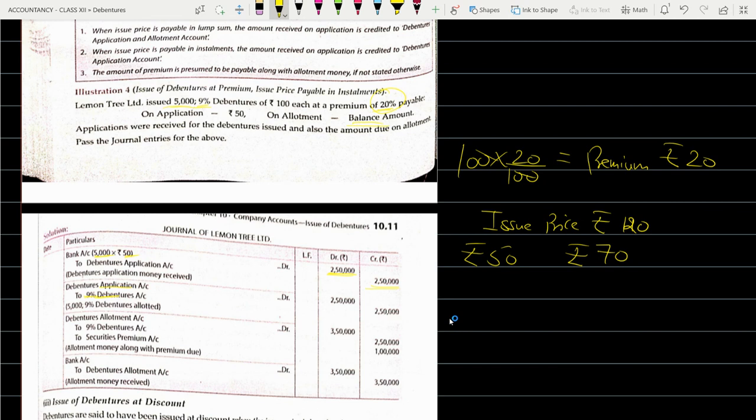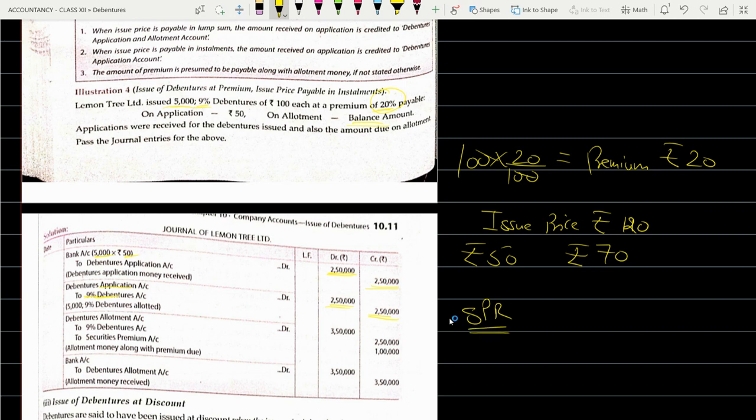The same amount of 2,50,000 is getting transferred. And now comes allotment due. So debenture allotment account due. When debentures are issued at premium, like shares, in shares you'll open an account called SPR account, that is security premium reserve account. Here also you should open the account.